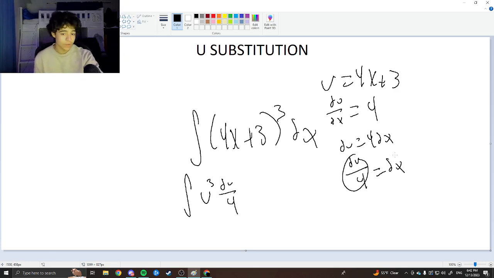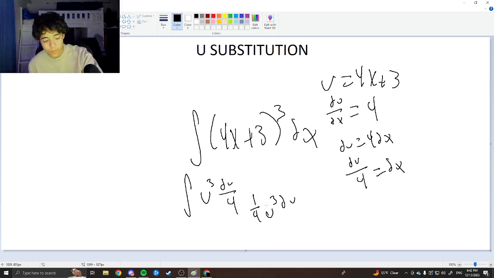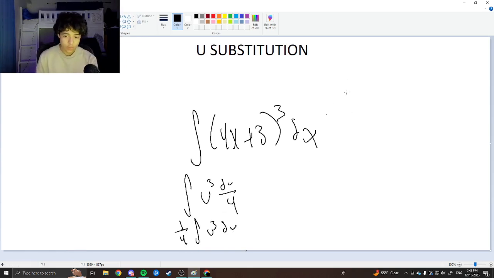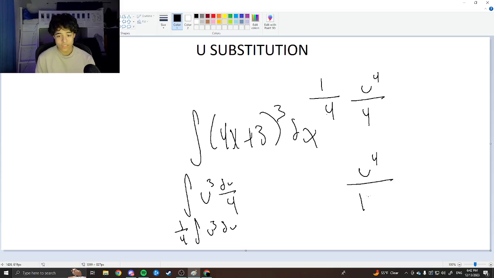Now that we have this, it is the same thing as writing u to the third times 1 over 4 du, right? Because anytime you're multiplying, you can do it in any kind of order. So we're going to bring this 1 over 4 out to the front and integrate u to the third du. And now it's just normal integration, right? So we have u cubed, so we're going to add 1 to the exponent. We're going to get u to the 4th over 4, and we're going to multiply it by our 1 over 4 that we have, and we're going to get u to the 4th over 16.